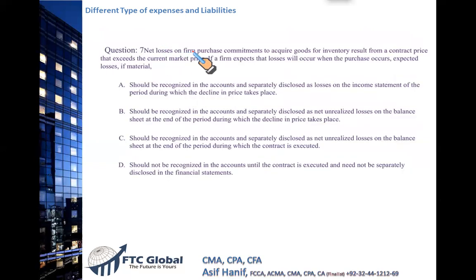Net losses on the purchase commitments to acquire goods for inventory result from a contract price that is $62 against the current market price that is $54. That's what we just discussed a little while ago.